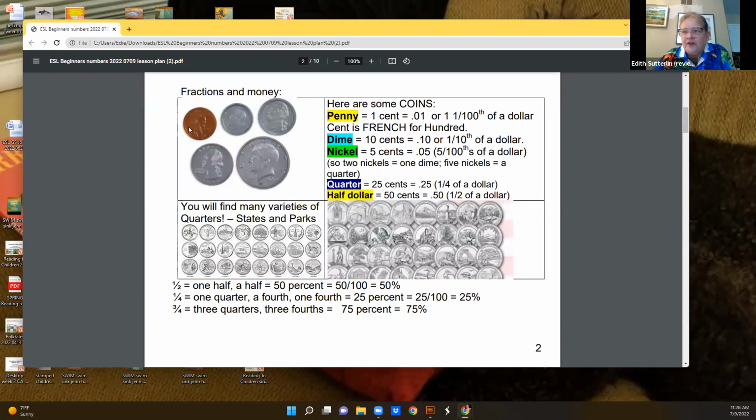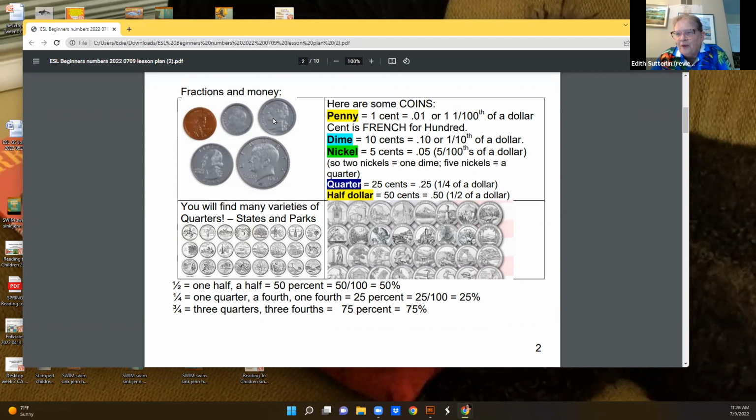A penny is 1 cent. That's the brown copper color coin. Another one, also very small, is a dime. It's actually worth 10 cents. Now they use the word cent because a cent is 100 in French, and 1 cent is 1/100th of a dollar. A dime is 10 cents or 10/100ths of a dollar, which is equal to 1/10. So that's 10 cents, the dime.